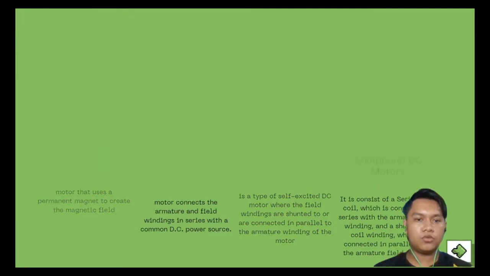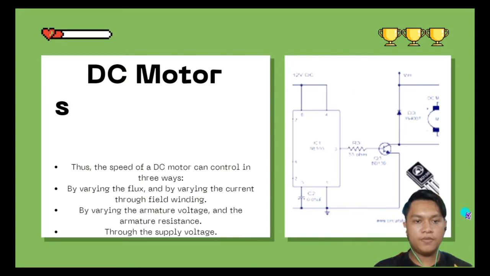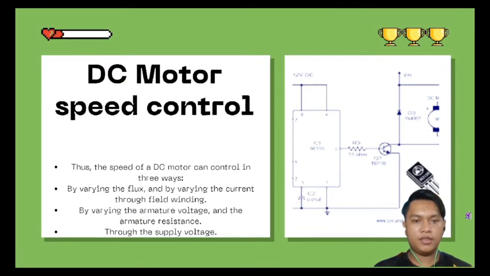There are three ways to control the speed in a DC motor. First, by varying the flux, that is, varying the current through the field winding. Second, varying the armature voltage and armature resistance. Third, through the supply voltage.